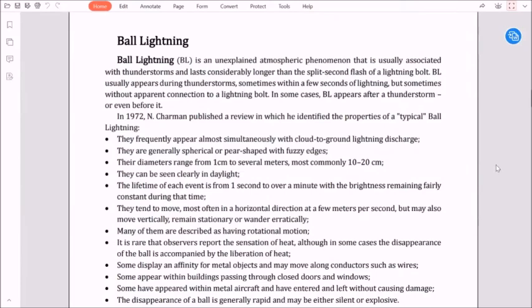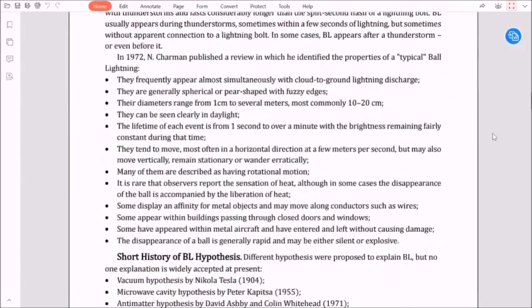Some display an affinity for metal objects and may move along conductors such as wires. Some appear within buildings, passing through closed doors and windows. Some have appeared within metal aircraft and have entered and left without causing damage. The disappearance of ball is generally rapid and maybe either silent or explosive. So many variations.